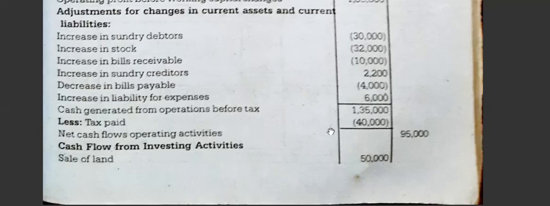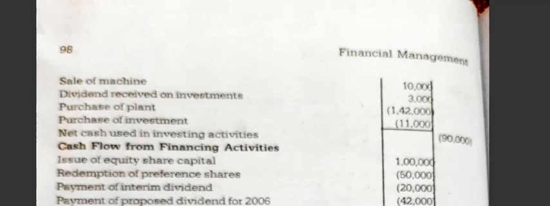Cash flow from investing activities: you have sale of land, then sale of machines. If you check the problem, if anything is a sale, you write it as it is. If it is a purchase, write in a bracket. Dividend received is an income. Purchase of plant, write in a bracket. Purchase of investment, write in a bracket. Total you will get 90,000, which is investing activities.